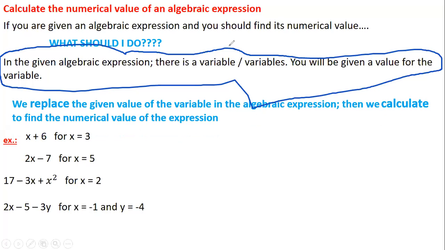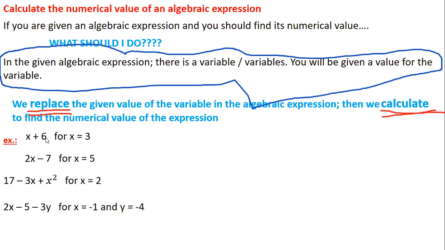So two things should be done. First, we replace the given value of the variable, then we calculate: add, subtract, multiply, whatever we have. So two steps. First, we take the variable and replace it by the given value. Then we calculate to find the numerical value of the expression. I will give you many examples here.